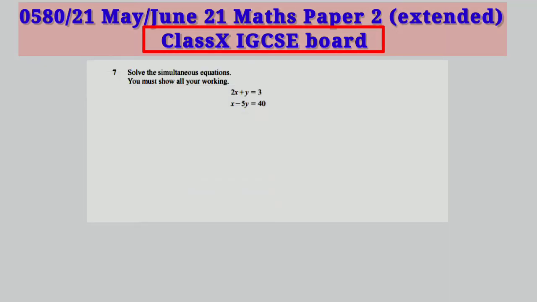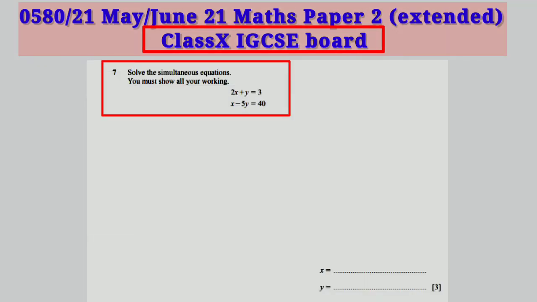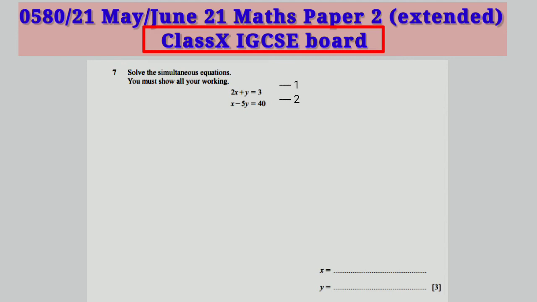Seventh sum. Solve the simultaneous equations. You must show all your working. The two equations are 2x plus y equals 3, and x minus 5y equals 40. Here we can equalize any variable, x or y. I am equalizing y here. The sign of y is opposite, so we can directly add the equations. For that we have to multiply equation 1 by 5.